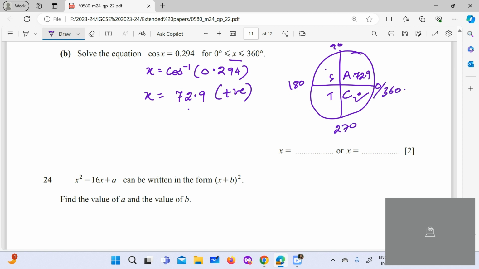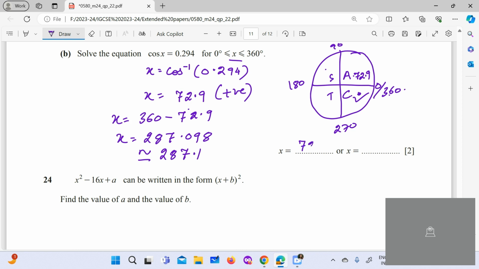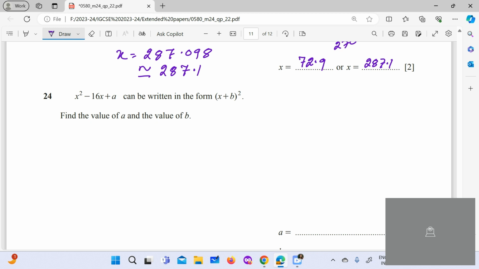To get the other value of x which falls in this quadrant, we have to do 360 minus 72.9. So another value of x will be 360 minus 72.9. That will be 287.098, which is approximately equal to 287.1. So you will write x is 72.9 and x is 287.1. I hope this is clear. Now let's move to the next question.